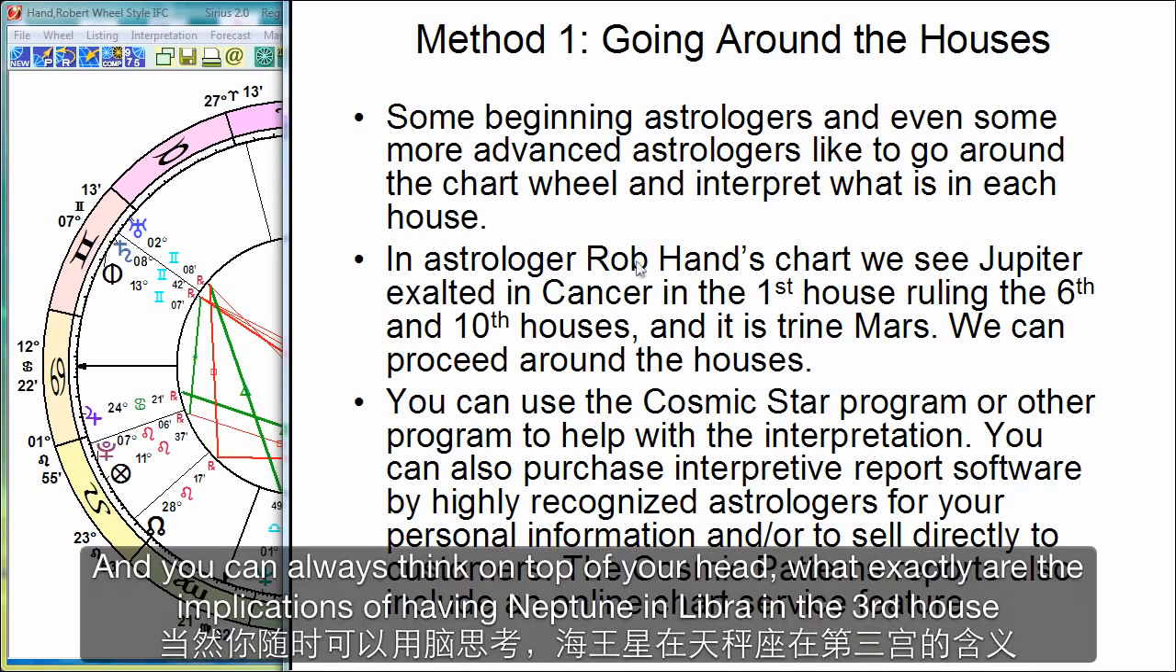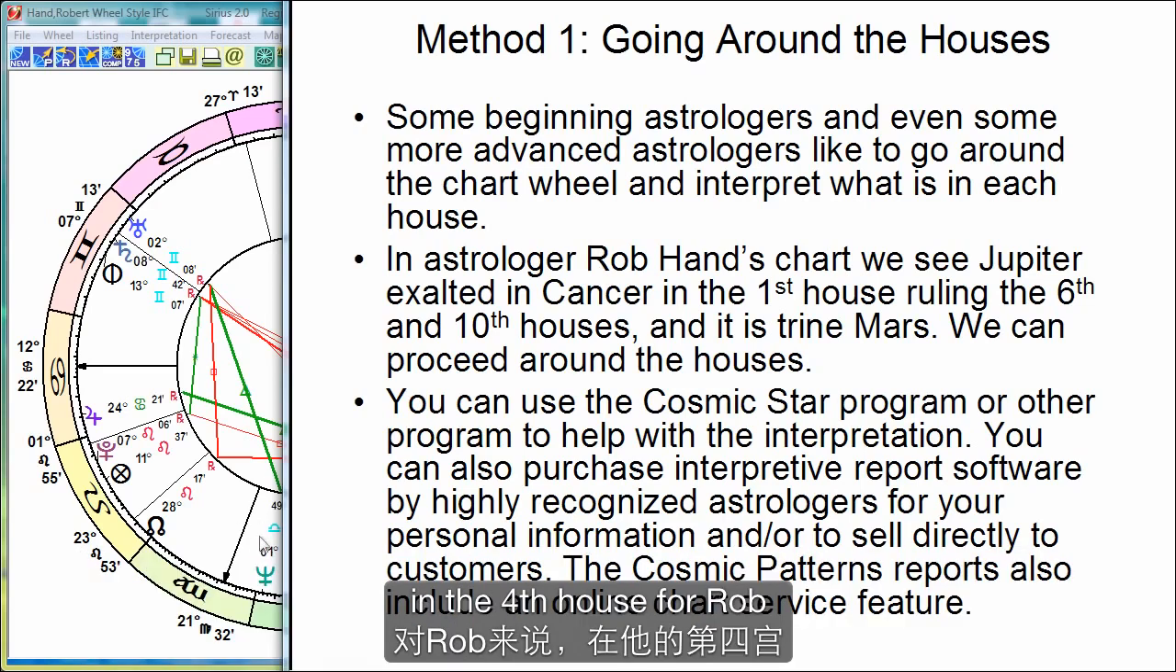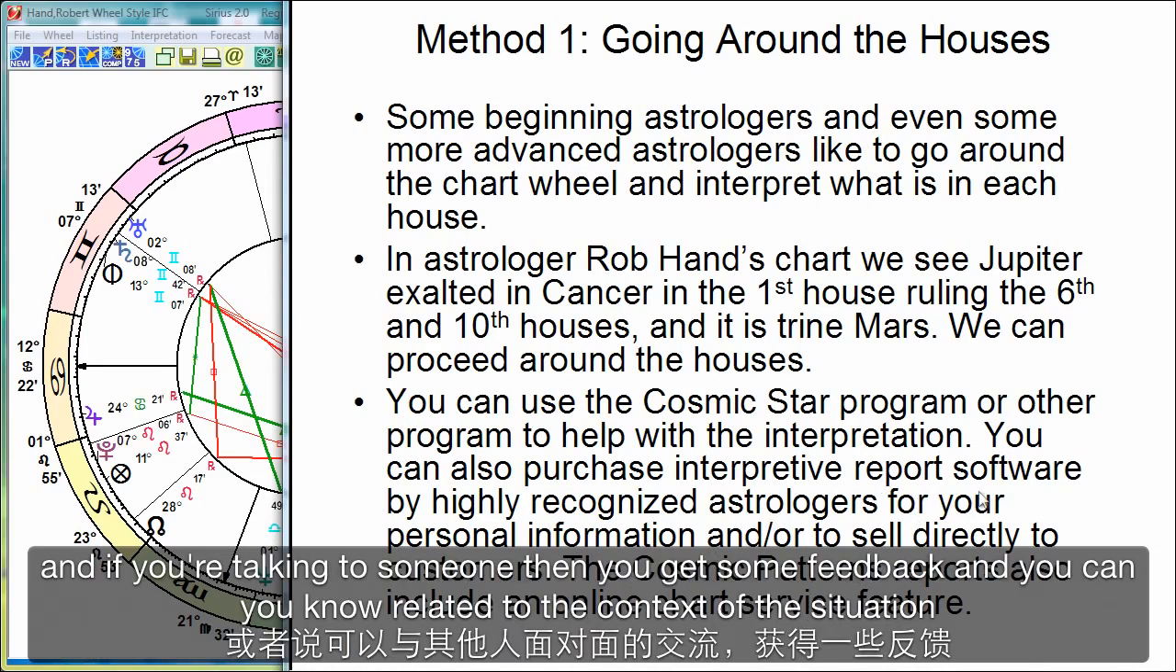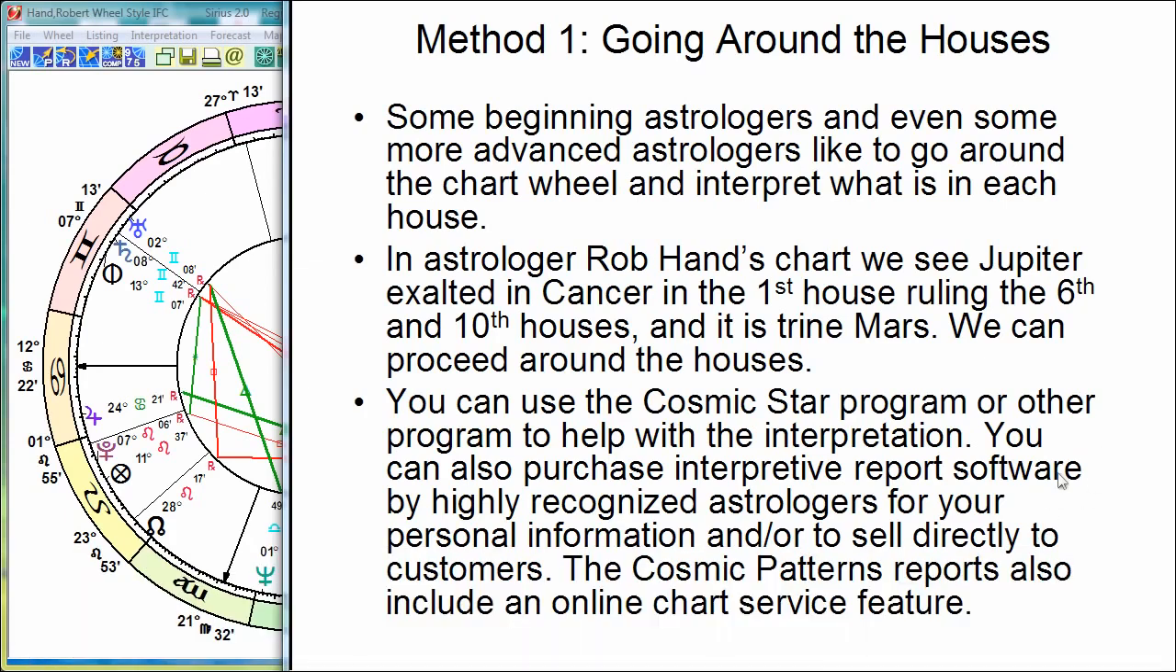And you can't always think off the top of your head what exactly are the implications of having Neptune in Libra in the 3rd house, or in the 4th house for Rob. So that can help trigger your insights and your ideas, and you can combine it with your own perceptions about it. And if you're talking to someone, then you get some feedback, and you can relate it to the context of the situation.